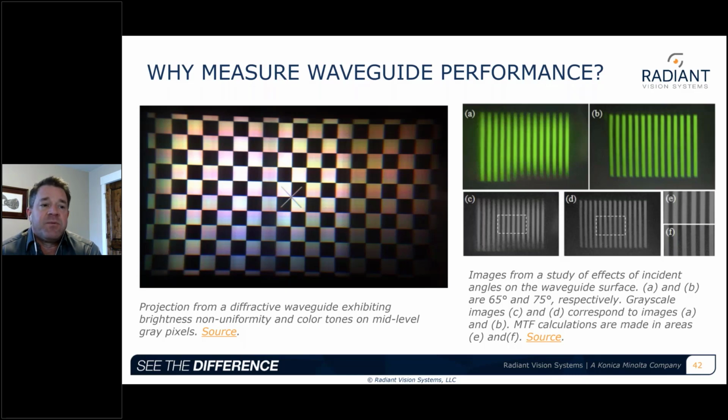This is especially important to control in these see-through designs where superimposed images must be visible in a range of ambient lighting conditions. Diffractive waveguides are more prone to issues with color tones and grayscale images, shown here on the left. And on the right, a study presents the effects of incident angles of reflection on resulting MTF.